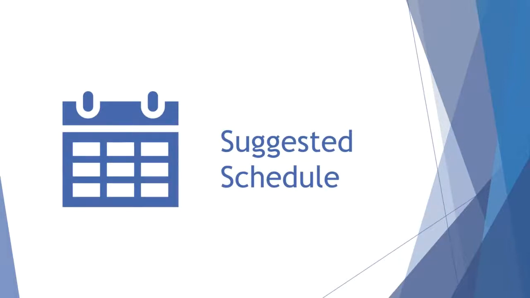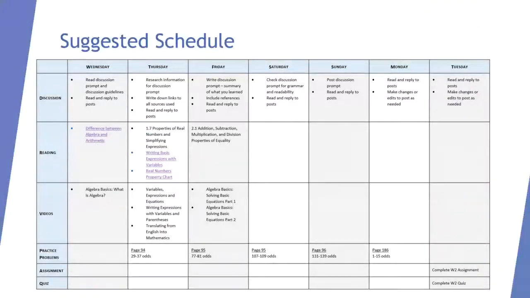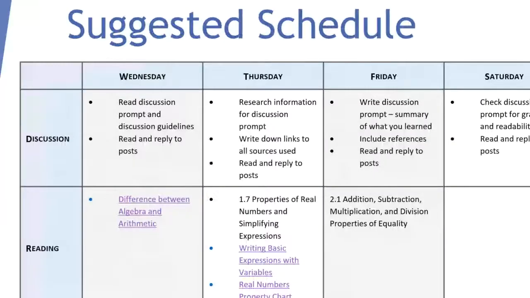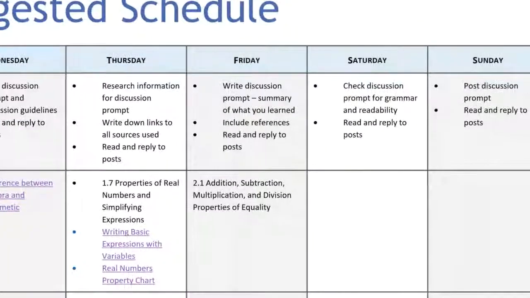And now let's take a look at the suggested schedule. I'm going to have to zoom in on this since it is awfully small. So let's take a look at the discussion. Since your discussion is research-based, you can start it right away. I do recommend that you do it in steps, do research one day, and then write your discussion post the next day, because that will help you prevent plagiarism, because you have some time in between from reading the material and then trying to write it. Definitely check your discussion prompt for grammar and readability. You want to make sure that we can understand what you're saying, so you have punctuation, capitalization, that sort of thing.